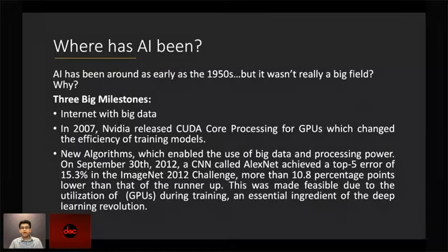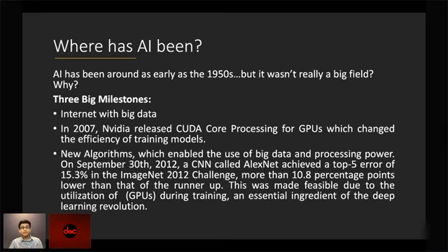AI has been around as early as the 1950s, but it really wasn't a big field back then. And there are 3 main reasons why. The first one is internet with big data. With the use of big data, we've been able to use and analyze big data sets, both structured and unstructured data, and actually use these for artificial intelligence and computer vision applications. That was one of the big milestones which really propelled AI to where it is now.